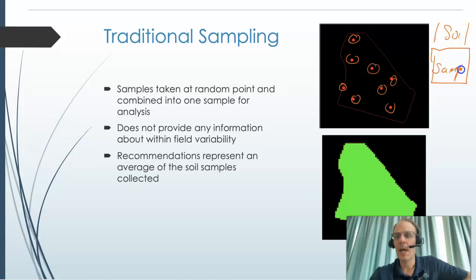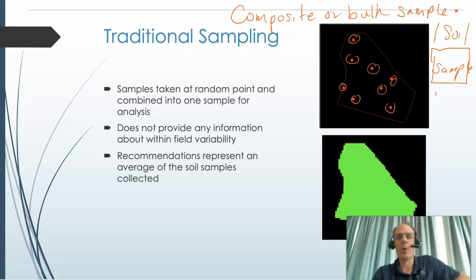This composite, or bulk sample, is then sent to a soil testing lab where nitrogen, phosphorus, potassium, pH, and salt content are measured. But that one sample represents the entire field.